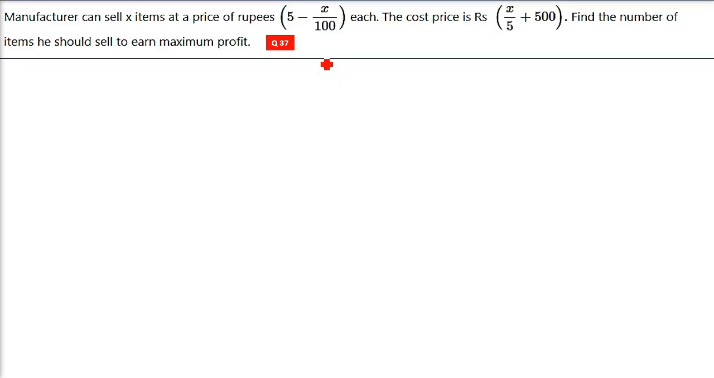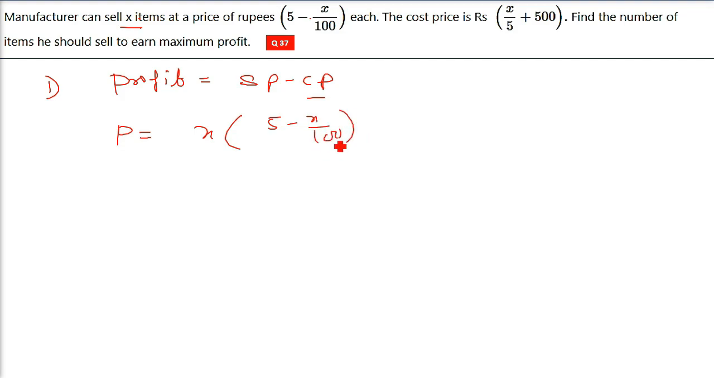So this question is exactly similar to what we have just done, and generally, when the questions are similar, I just show you the reference so that you can go about solving it, because all the logic has been imparted in the previous question. But I'll still make the equation here. Profit is selling price minus cost price, and the difference between what price it is bought and what price it is sold is the profit. So X items at a price of 5 minus X by 100. When you multiply these two, you are going to get the selling price: X into 5 minus X by 100.